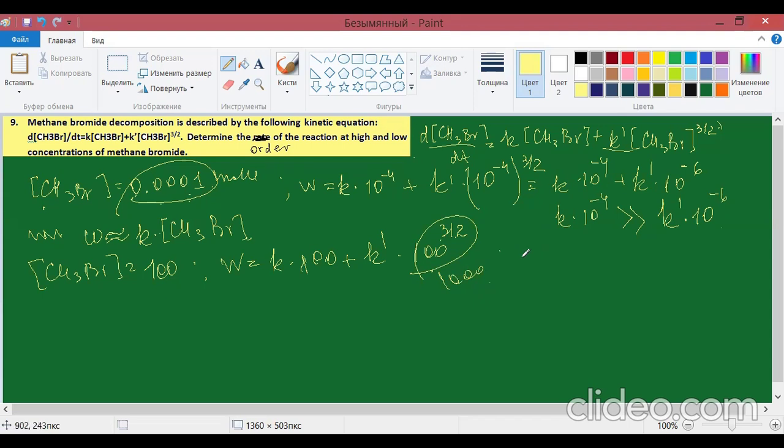In this case, we can say that this term is much more than this one. And in this case, the higher concentration we get, the more the first term is lower than this one. In other words, we can neglect the first and write that at high concentrations of this substance, the rate of this process can be written as K prime times the concentration of this substance raised to 3 halves. That's it. You see, sometimes not algebra, but arithmetics can help us.